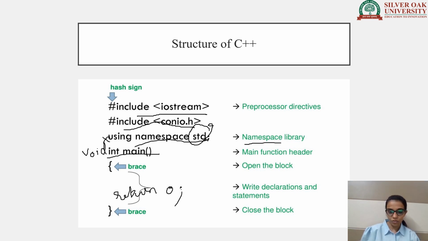These are the braces of the main function, and in this we will write the body of the function. So this is the basic structure of creating a very simple program in C++. It is very similar to C. You can practice it more on this.